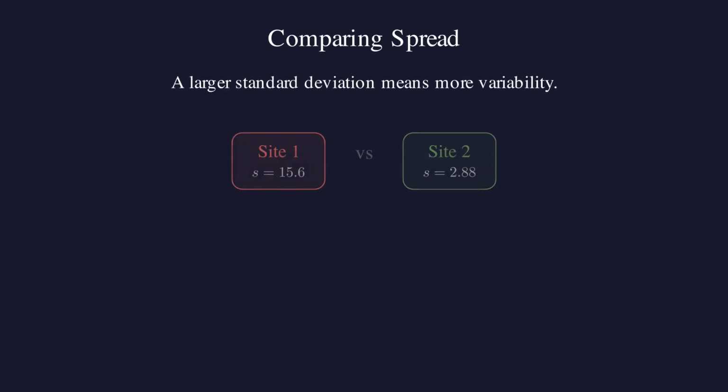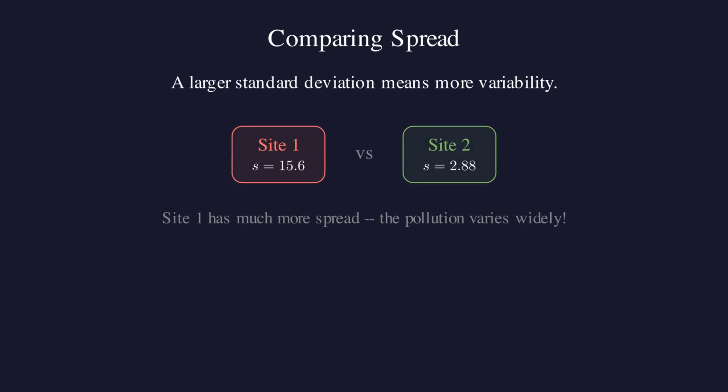Now we can compare. Site 1 has a standard deviation of about 15.6, while Site 2 has just 2.88. This confirms what we saw visually. Site 1 pollution varies widely, with some dangerously high readings.